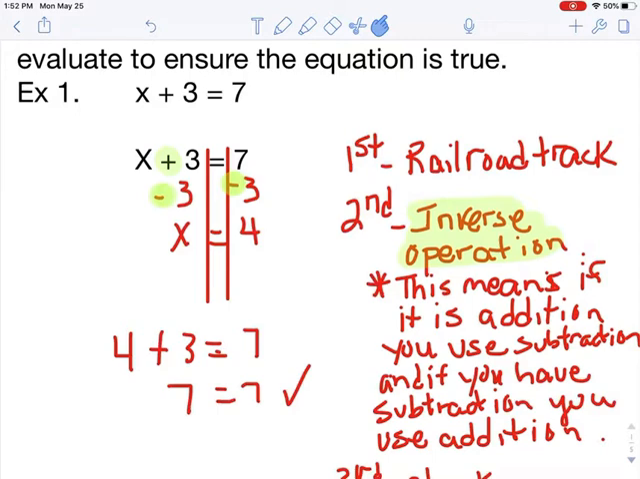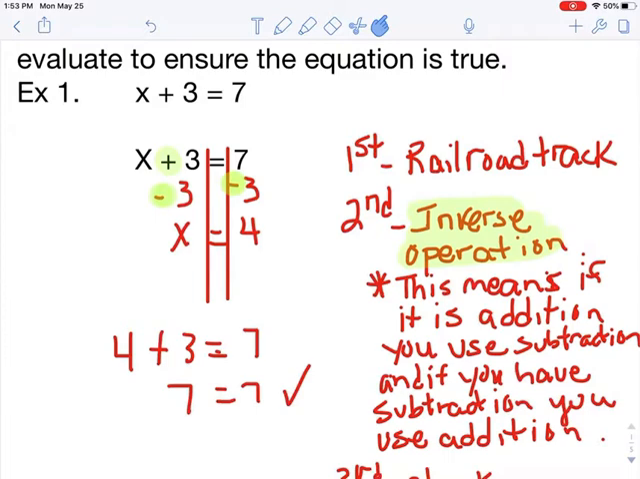So notice that X plus 3 equals 7. So now, to get X by itself, I want to use the inverse operation, which the inverse of addition is subtraction. So notice that I subtract 3 from both sides. And then I have 3 minus 3 gives me 0, leaving X by itself. Then I have 7 minus 3 equals 4.